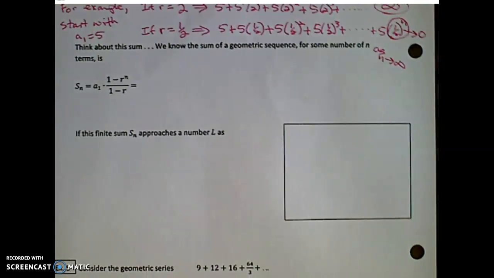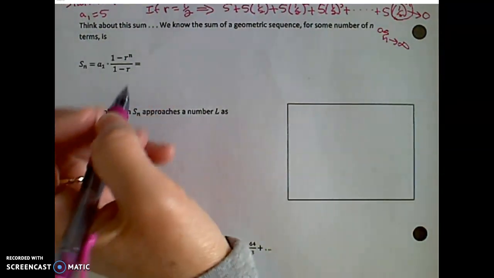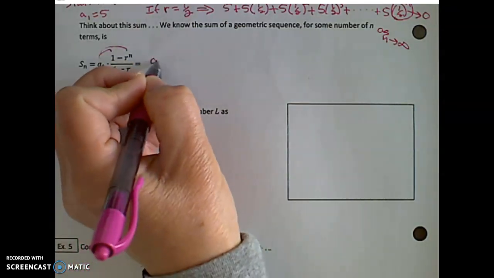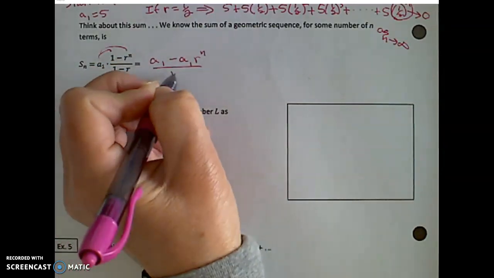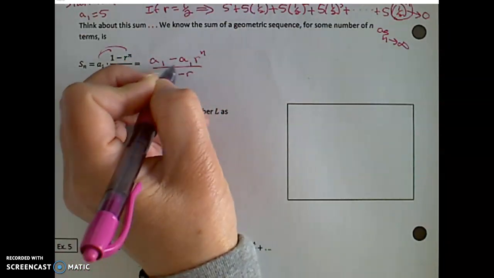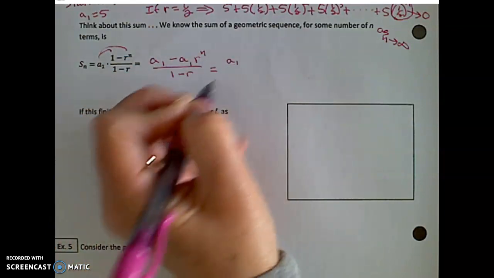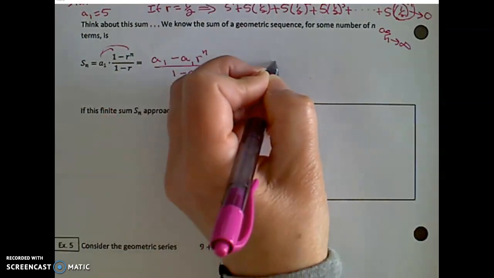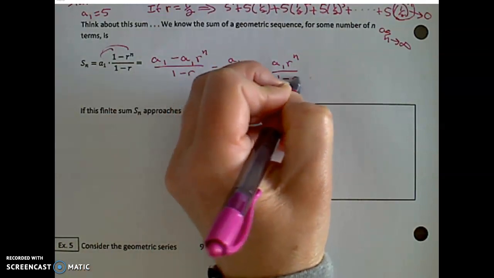Okay, let's think about this sum more analytically and prove a formula to find the sum of an infinite geometric series. I'm going to distribute this a sub 1, and this becomes a sub 1 minus a sub 1 r to the n all over 1 minus r. I'm going to separate this into two fractions. So it's going to be a difference of a sub 1 over 1 minus r minus a sub 1 r to the n over 1 minus r.